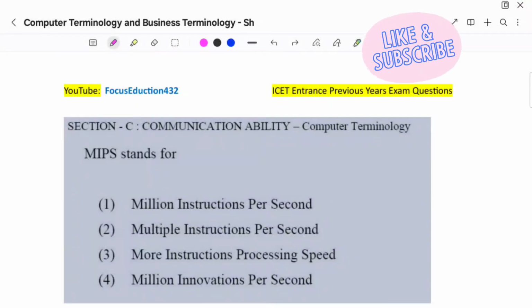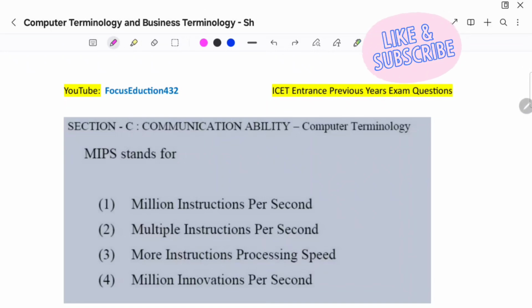Dear students, in this video we will see 10 questions from computer terminology and business terminology of the ICET 2024 question paper, shift 2. The first paper I have already uploaded. You might have already checked it in part 1. This comes under communication ability, computer terminology and business terminology.